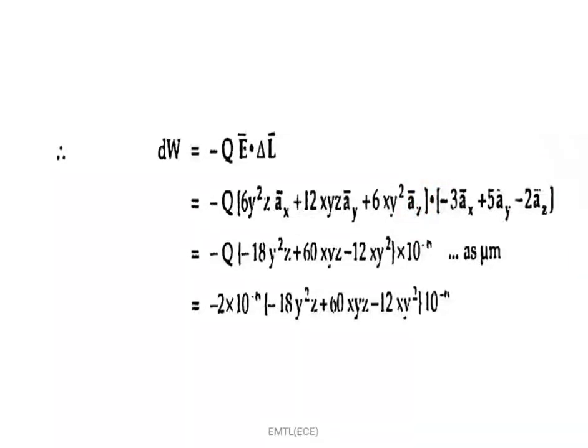So 6y square z with minus 3, that is minus 18y square z, 12xyz with 5, that is 60xyz, 6xy square with minus 2, that is minus 12xy square, into 10 power minus 6, since it is in micrometers. Now in the given problem, for the first point A, the charge is minus 2 into 10 power minus 6.